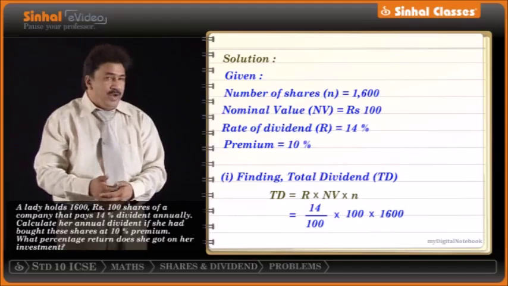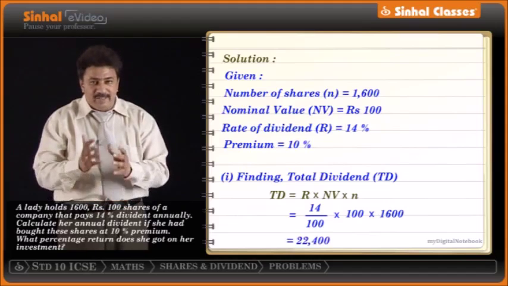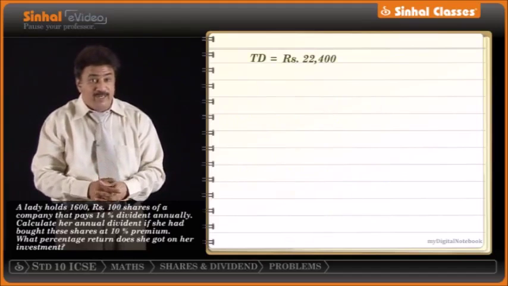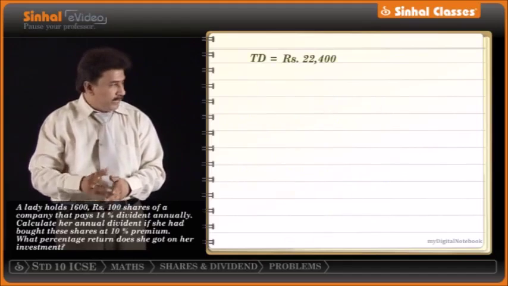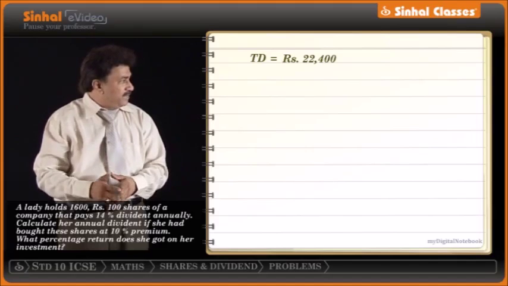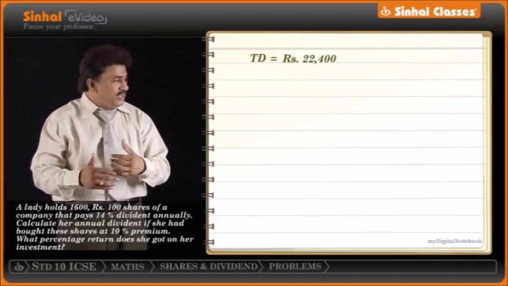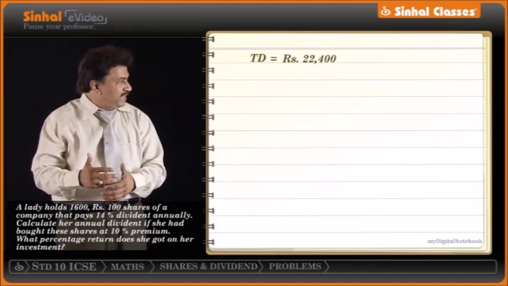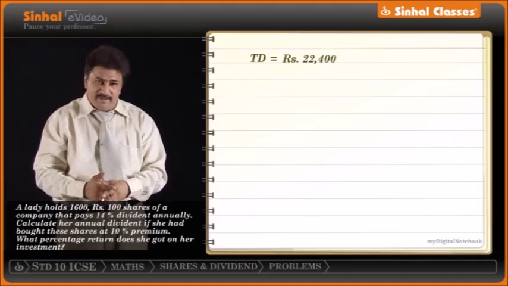I get 22,400. Now this is nothing but the total dividend earned by this female. That is rupees 22,400. Second part of the sum says, if she has bought the shares at 10% premium, what percentage return does she get on her investment?